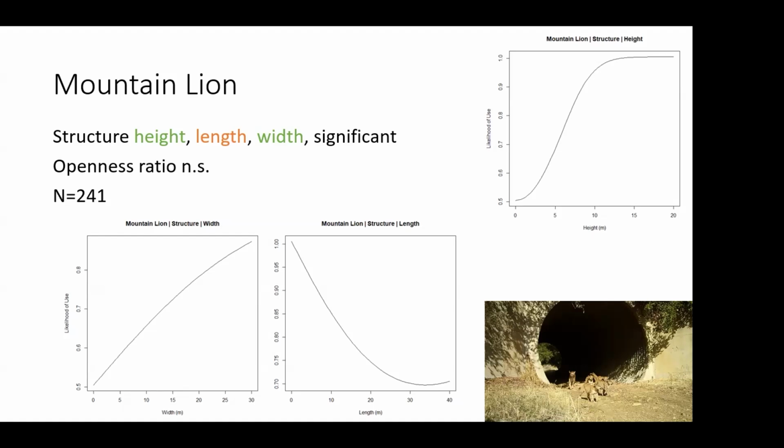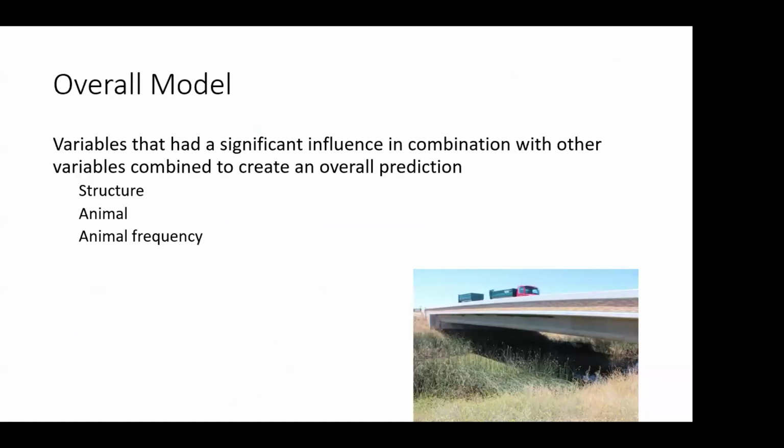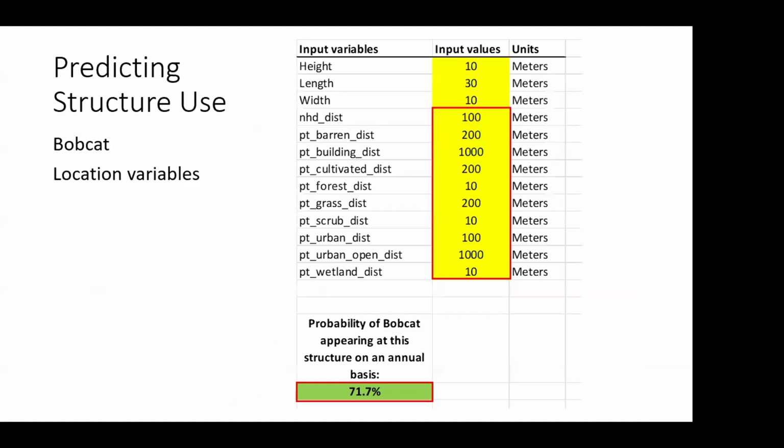They seem to continuously prefer wider structures. So we combine these into overall predictive models that allow us to then say, for any given structure and for the animals that we looked at, and then also for animal frequency, we can give a prediction of use. This doesn't mean it is absolutely accurate. I'd say it's relatively accurate.